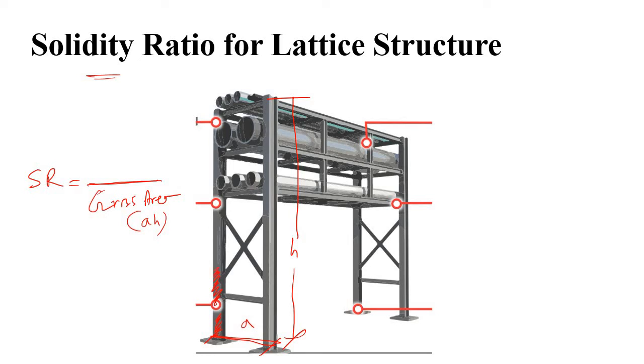Obstructed area means the projected area of all these columns, beams, bracings, everything. Everything you have to include to calculate the obstructed area. Definitely that is much less than A times H. So in this case also the solidity ratio lies within 0 to 1. So you have understood how to calculate the solidity ratio. Simply, it is the ratio of two areas. First, you calculate the gross area, then the area that is obstructing the flow of wind.